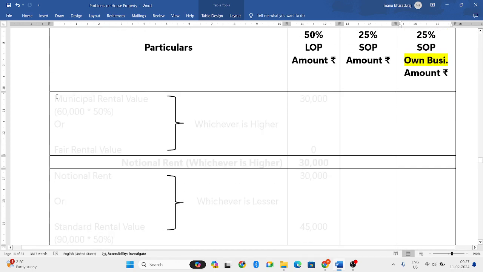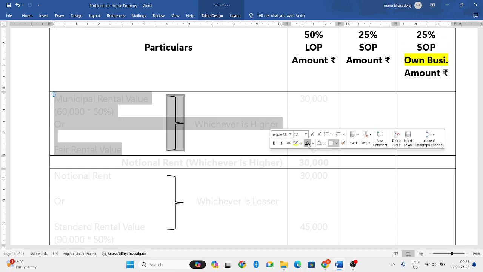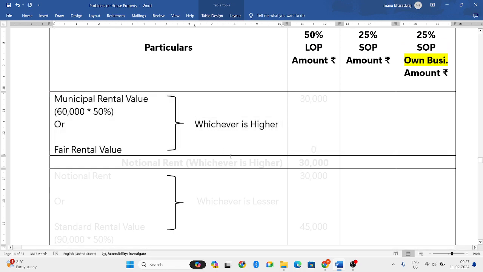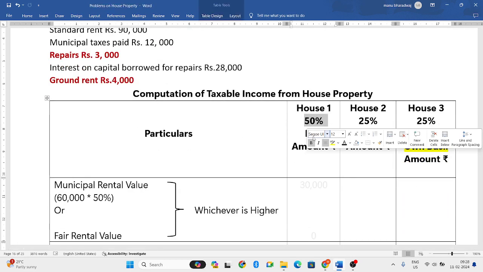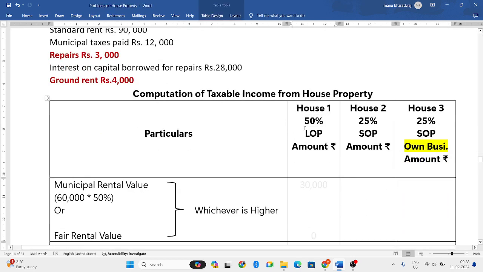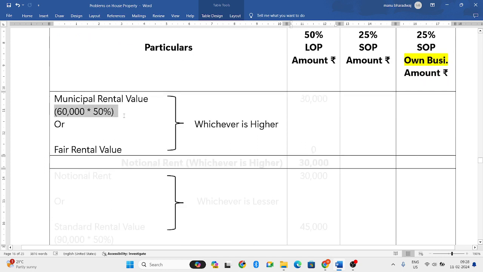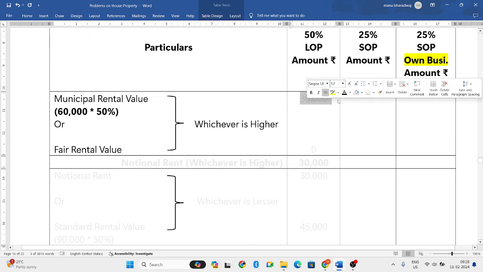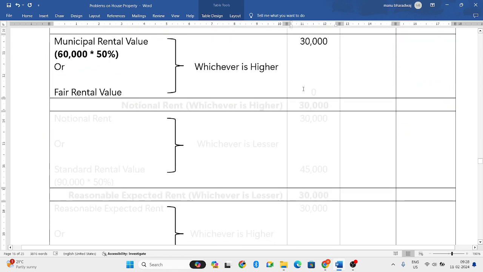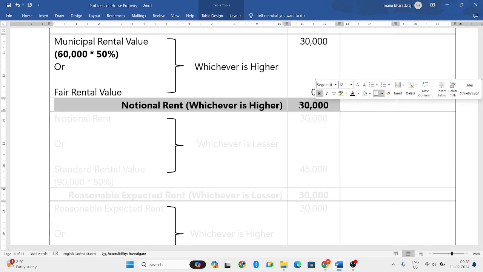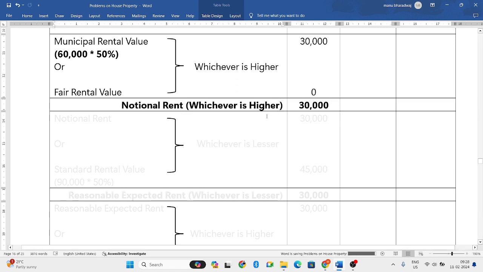Now, let us start. First you have to compare the municipal rental value with fair rental value. They have given that municipal valuation is 60,000. 60,000 is for the complete building. You have to calculate only 50% because only 50% of the property is let out. So 60,000 into 50% will be 30,000. Fair rental value they have not given in the question, so it will be 0. Whichever is higher, it is 30,000.